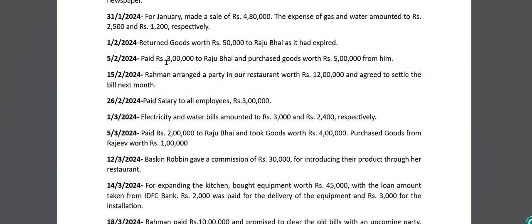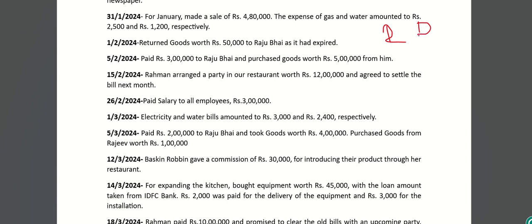So we know the Rajuby liability decreased by 3 lakh. Now, when a liability decreases, what should we do? When liability increases, according to the rule, we give credit to the item. So here the liability is decreasing, so it is undoubtable that we should give debit to the item. So we know the journal entry would begin with Rajuby account.